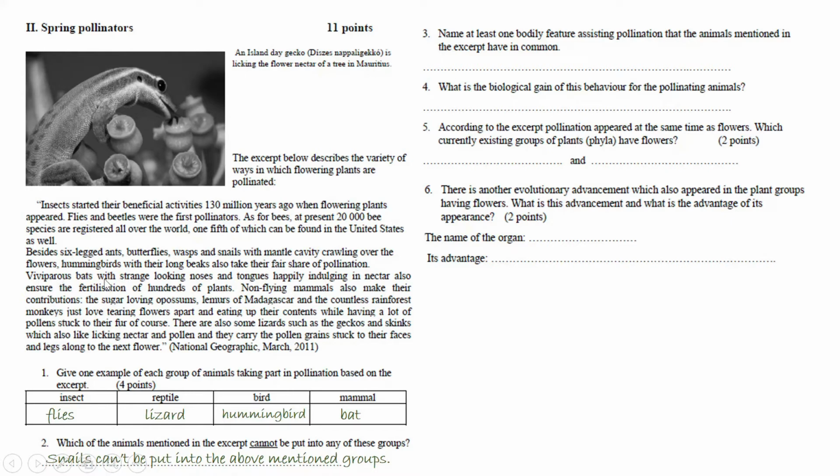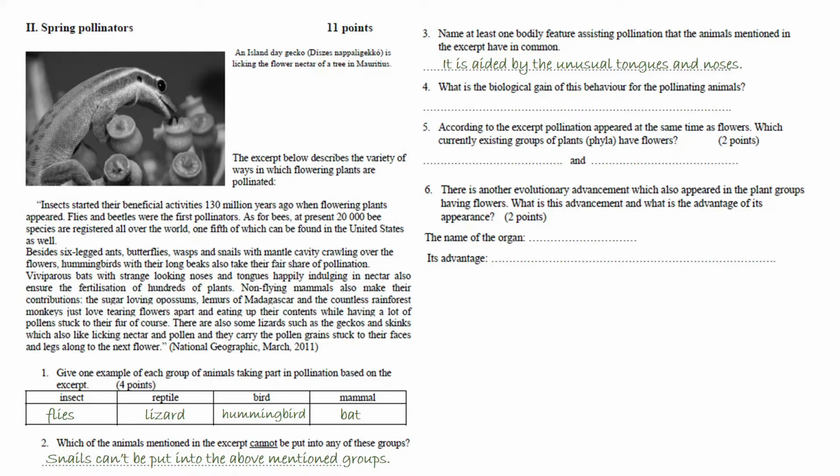For example, viviparous bats with strange-looking noses and tongues, happily indulging in nectar, also ensure the fertilization of hundreds of plants. So basically, the unusual or the unique nose and tongue can help animals to detect the location of the pollen. So pollination is aided by the unusual tongues and noses. What is the biological gain of this behavior for the pollinating animals?